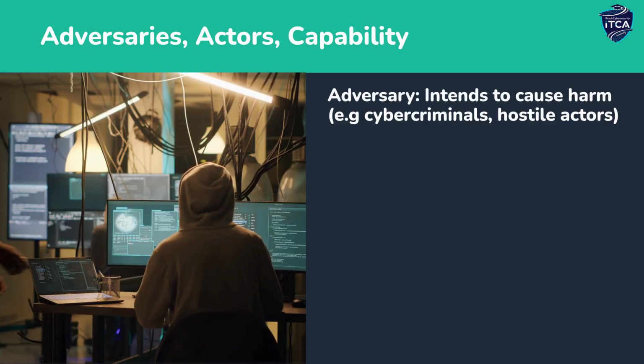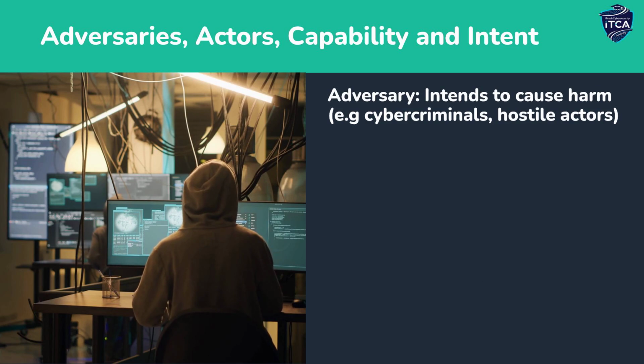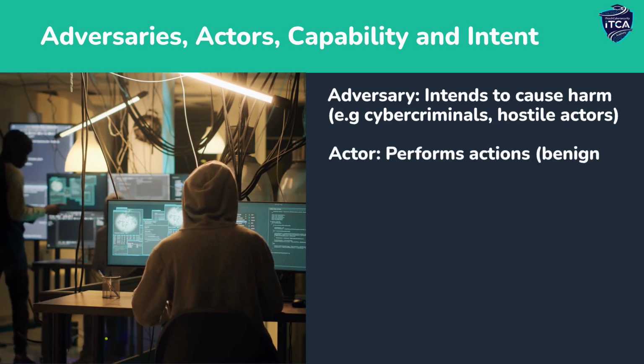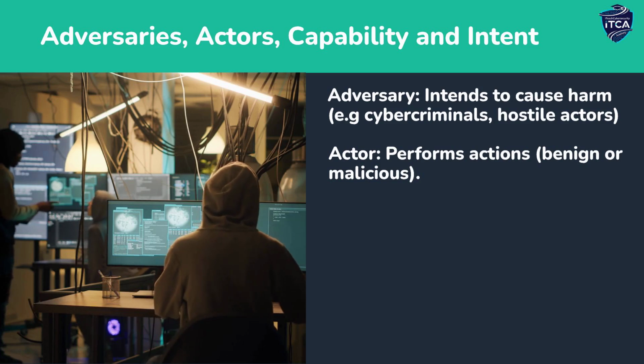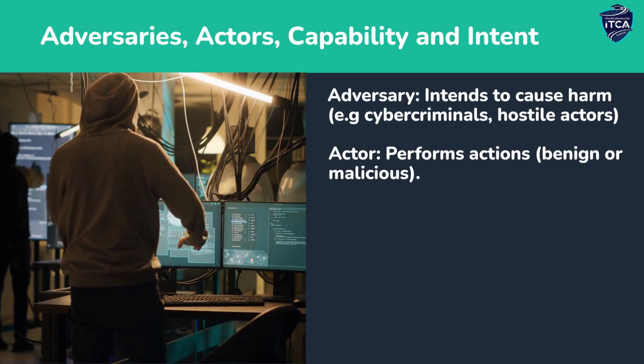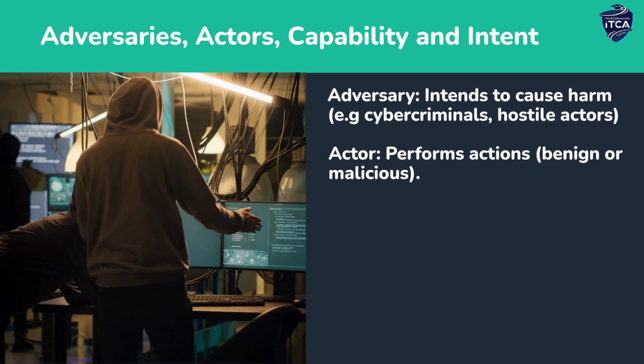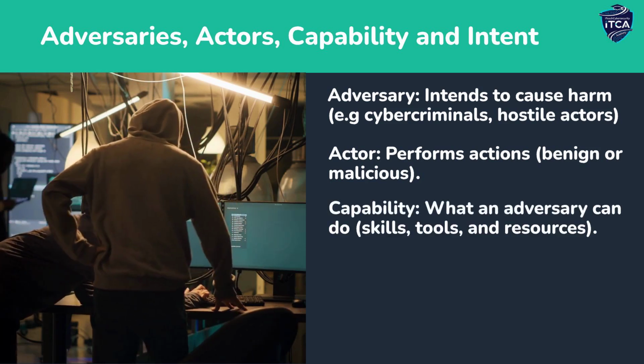An adversary is an individual or group that intends to cause harm, such as cybercriminals or hostile actors. An actor, on the other hand, is any entity that performs actions in a system. Actors can be benign, such as employees and users, or malicious, such as attackers.